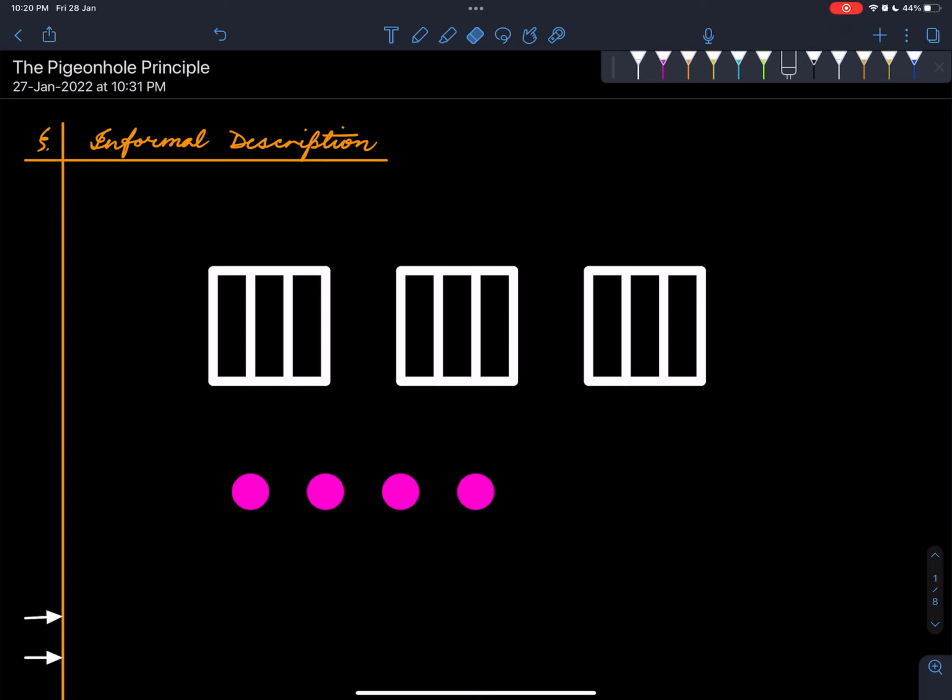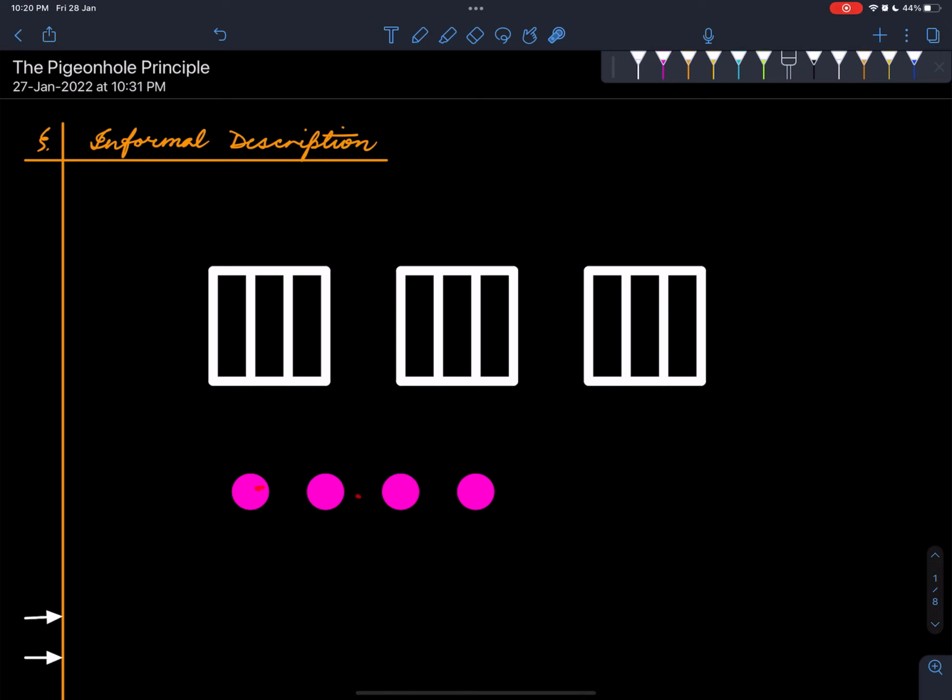We'll be looking at the pigeonhole principle, which is a very simple statement but very powerful. Let me first discuss an informal version of it, which is in fact the reason why it is called the pigeonhole principle. So what we have is 3 cages and let's say 4 pigeons.